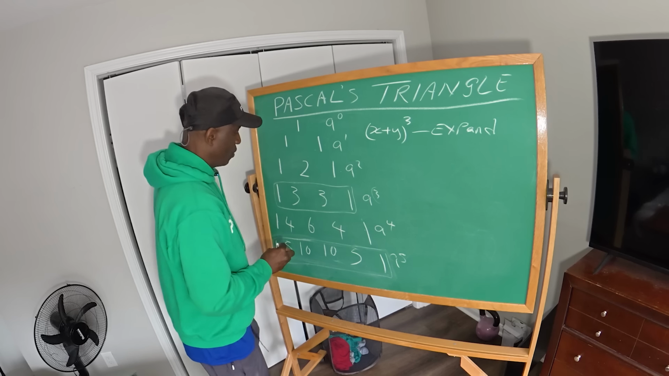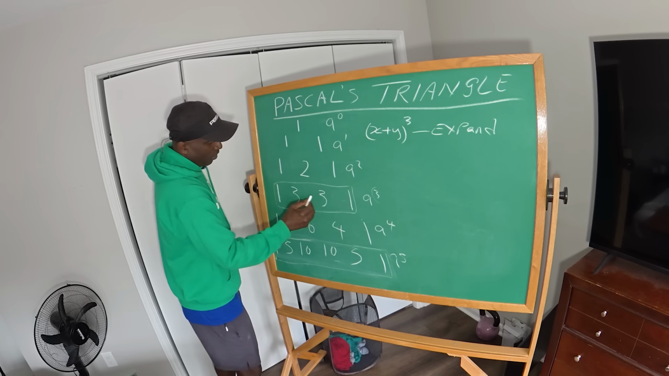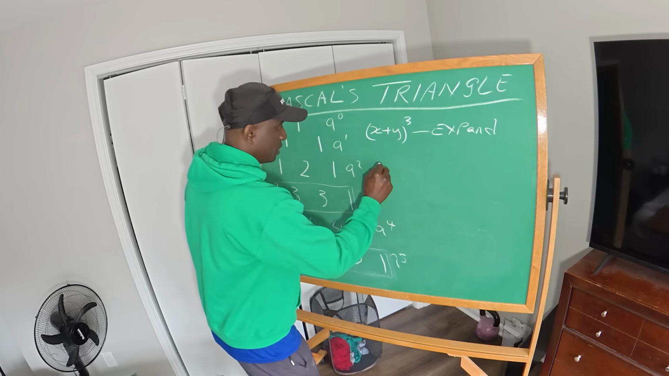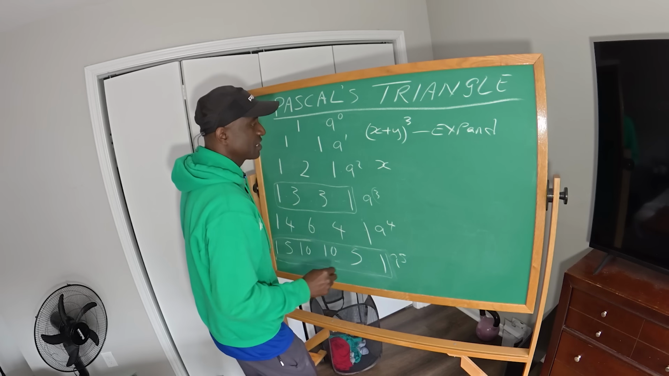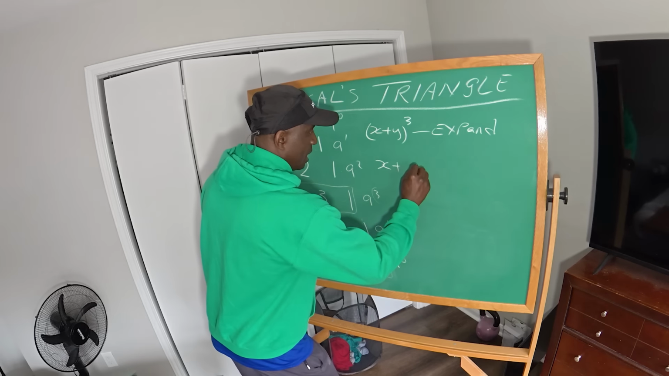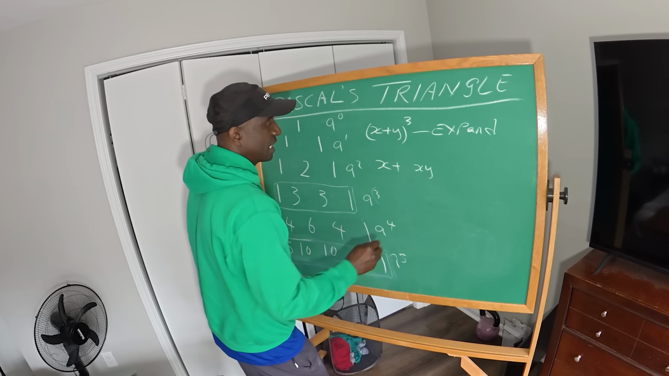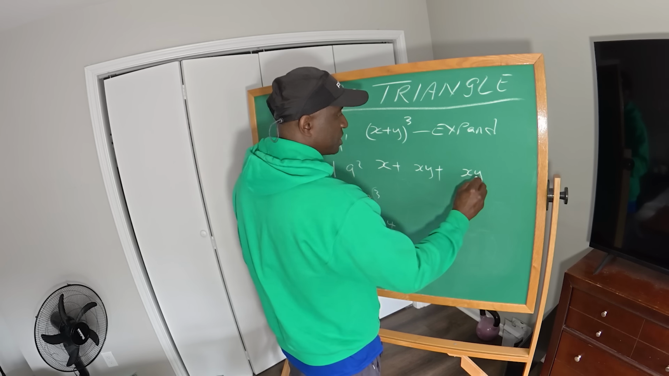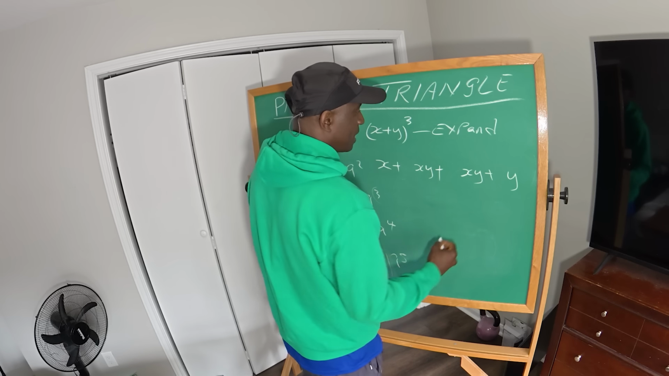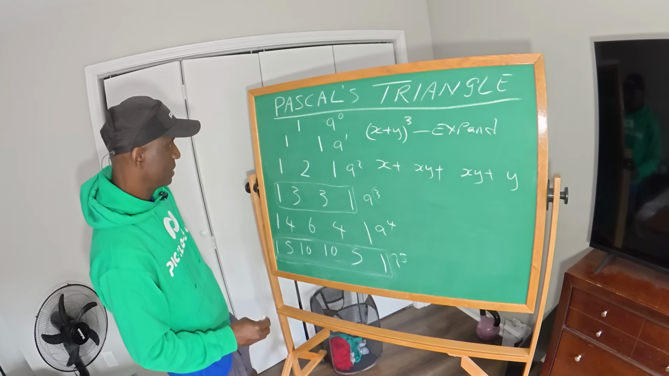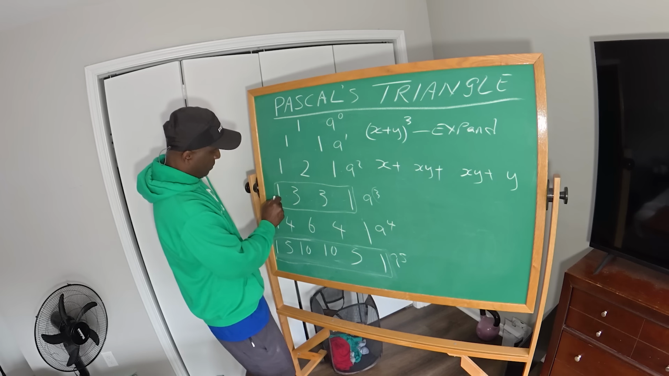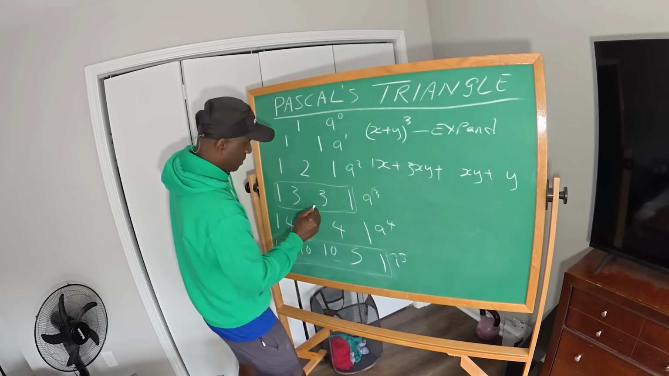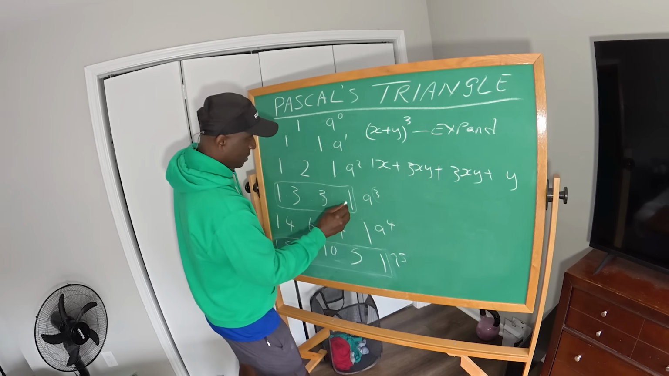All right, so you see that this is the third power. We have 4 different terms. So what I would suggest we do is we will say x, that's the first term, plus xy, second term, plus xy, which is the third term, and plus y. So for the polynomial, we have the coefficients 1, 3, 3, and 1.